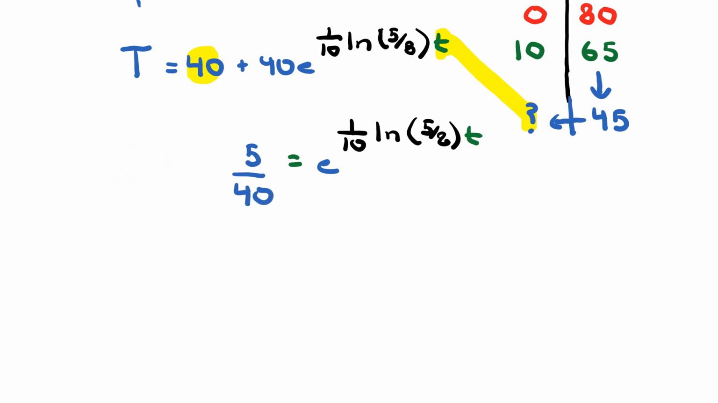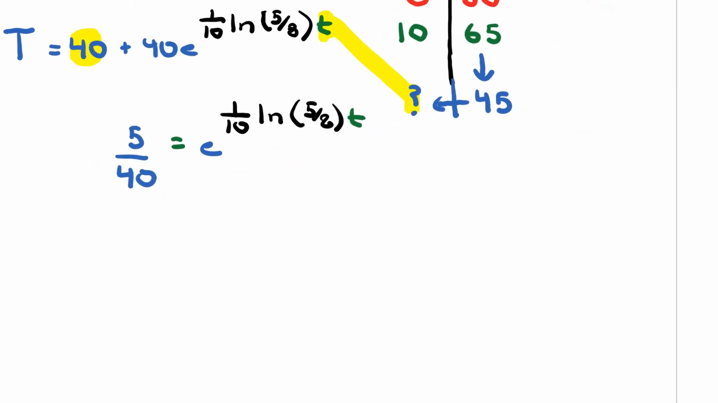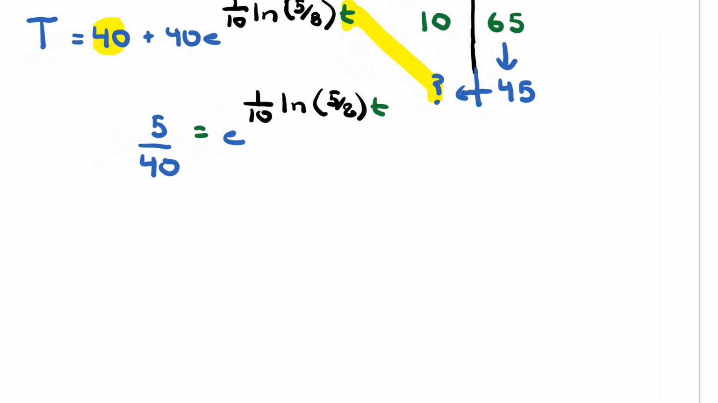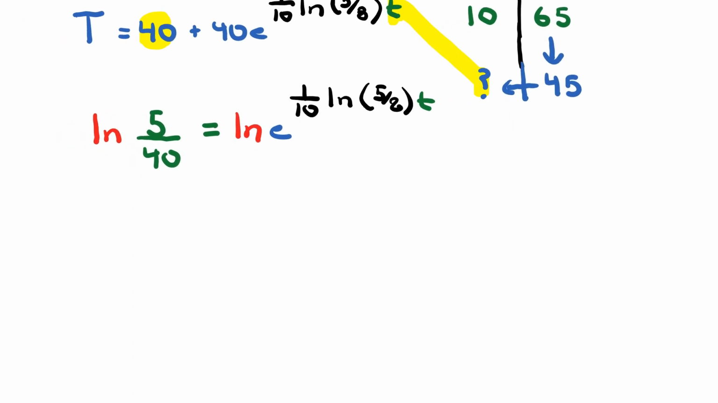Okay, so I'm just going to erase some stuff there. Now I have to solve for this, and in order to solve for that, I need to ln both sides, right? Actually, hold on, let me create some space here. I can ln this side, and I can ln this side.